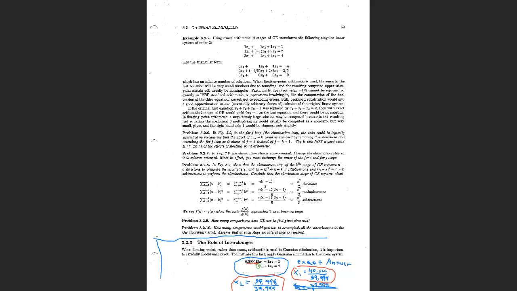You'd have to multiply this number, 0.000025, which is 25 millionths, by negative 40,000. You multiply the first row by negative 40,000 and add that to the second row so that you would get a 0 where that 1 is in the second equation.